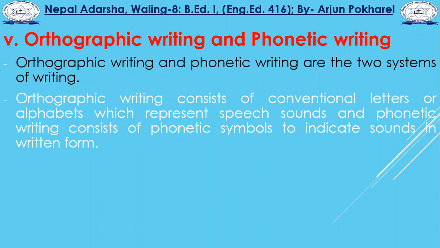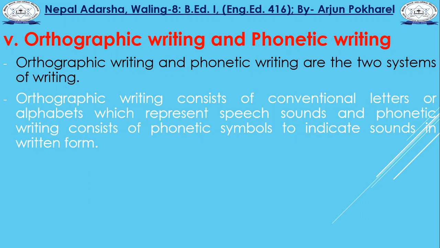The conventional letters or alphabets that we use traditionally: all the conventional letters or alphabets. There are how many? 26. Twenty-six letters or alphabets are used in orthographic writing. These are the graphic substances by which we write. Orthographic writing consists of conventional letters or alphabets which represent speech sounds.